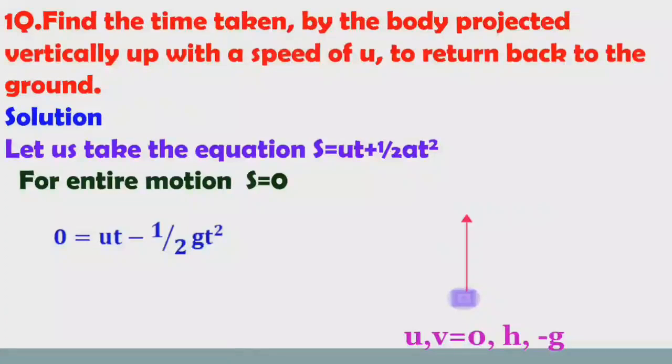If you transpose minus half gt square towards the left side, then what you will get? Half gt square is equal to ut. Here we can cancel t from the right side and t square on the left, so what is the remaining? Half gt is equal to u. Then t is equal to 2u by g.